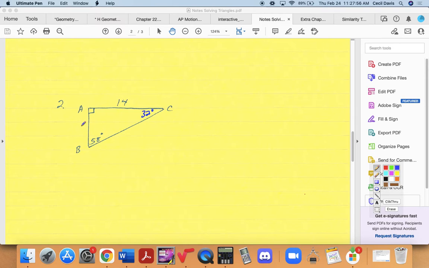So if I'm trying to find AB, for example, from the 58, AB is which side? Adjacent. Adjacent, and 14 is? Opposite. So that's tangent. So the tangent of 58 is going to be 14 over AB. Again, I think I told you guys the other day, if you write that over 1 and go sideways, then AB over 1, which is just AB, is equal to 14 over the tangent of 58. And you can just chuck that into your calculator.